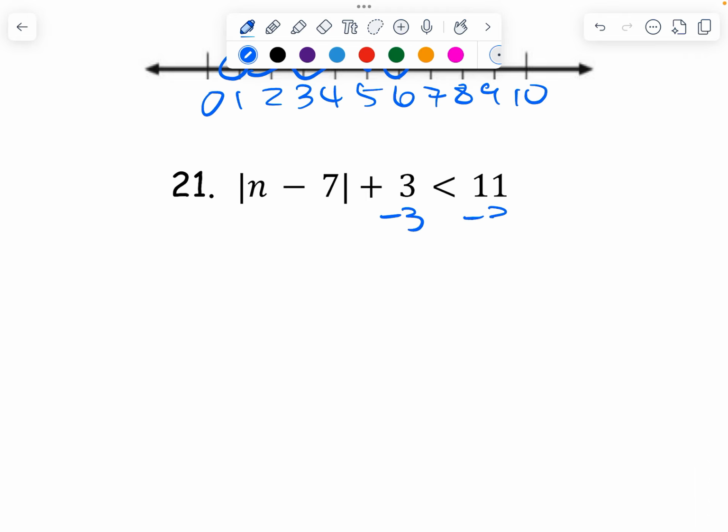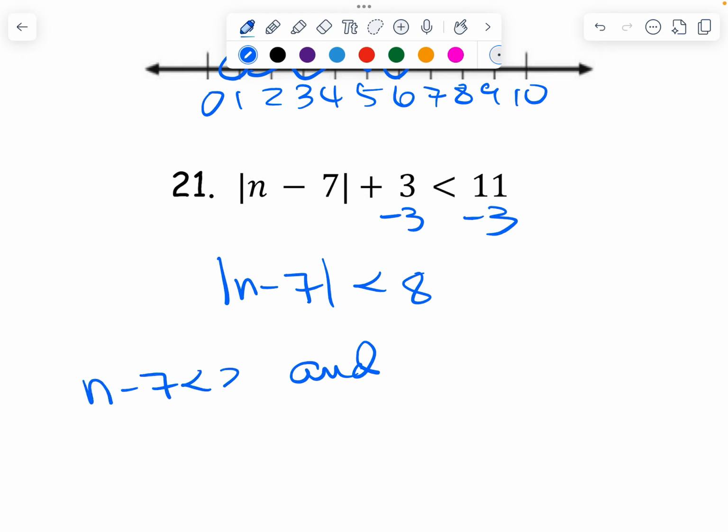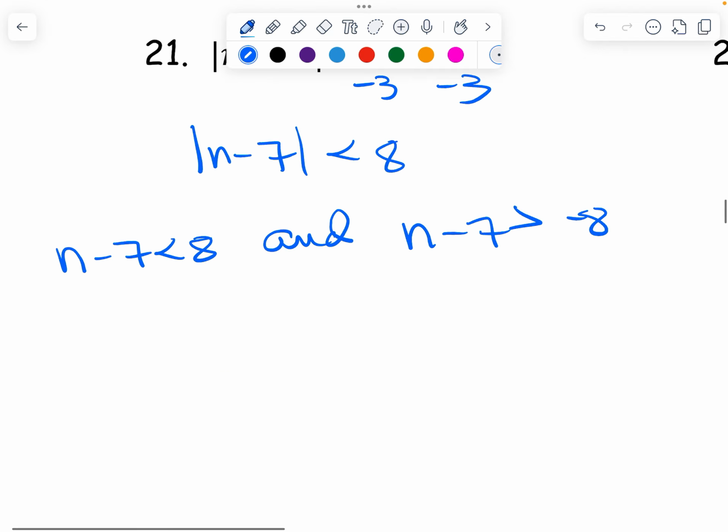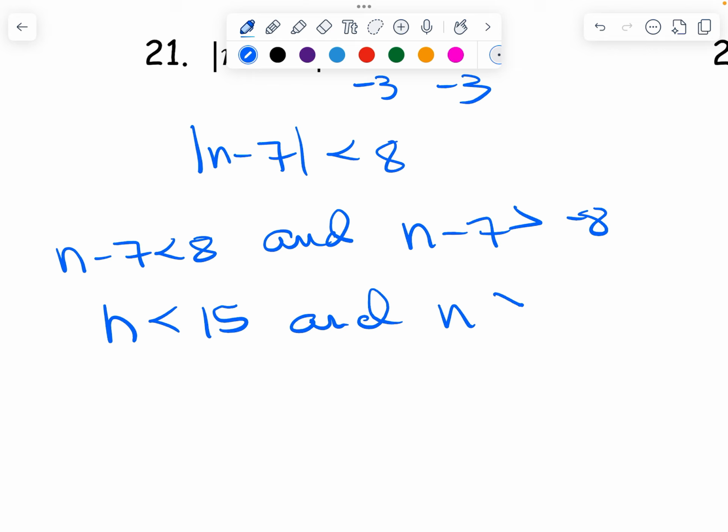Subtract 3 from both sides. Absolute value of n minus 7 is less than 8. So this is an and statement. So n minus 7 is less than 8, and n minus 7 is greater than negative 8. So add 7, add 7. So my low end is negative 1.